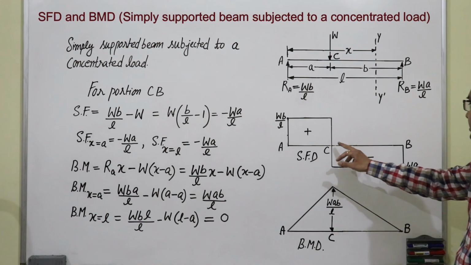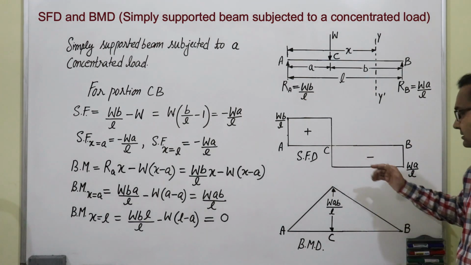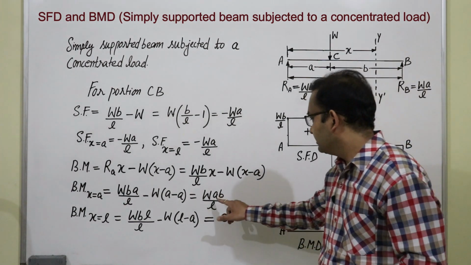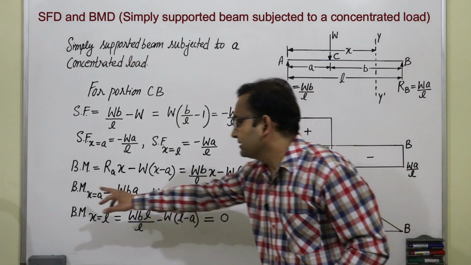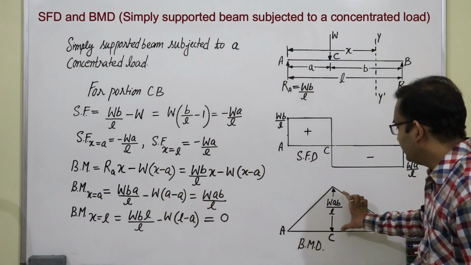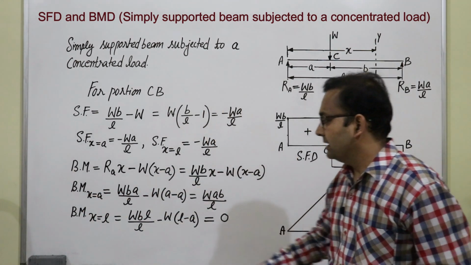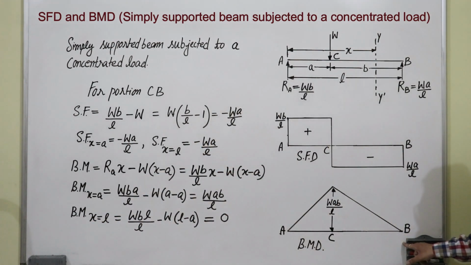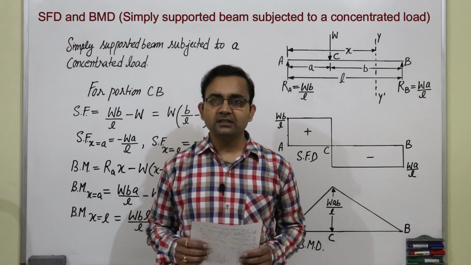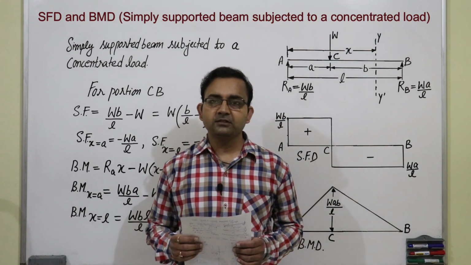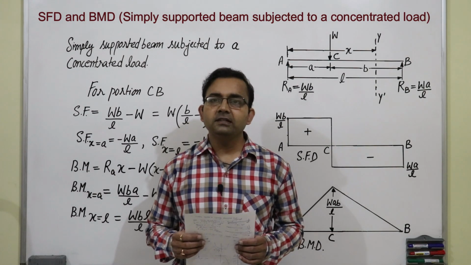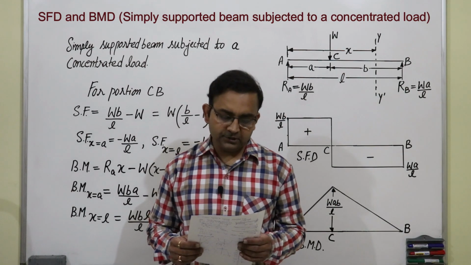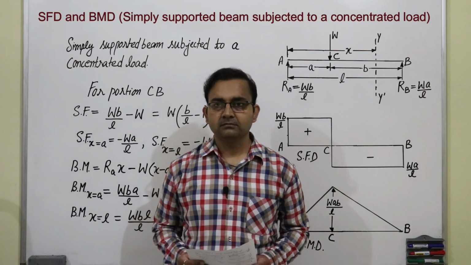We can see here that from C to B, shear force is WA by L, and bending moment at point C, where x is equal to A, is WAB by L, and at x equal to L bending moment is 0. So this was the case for a simply supported beam subjected to a point load. In the next video we will discuss a simply supported beam subjected to a uniformly distributed load over the entire span. Thank you.